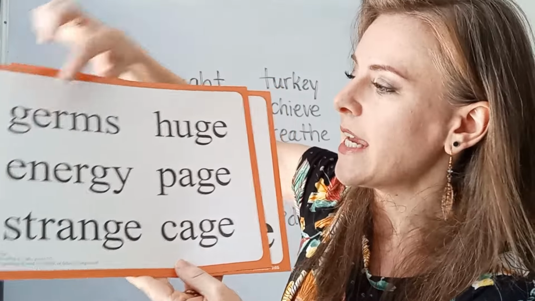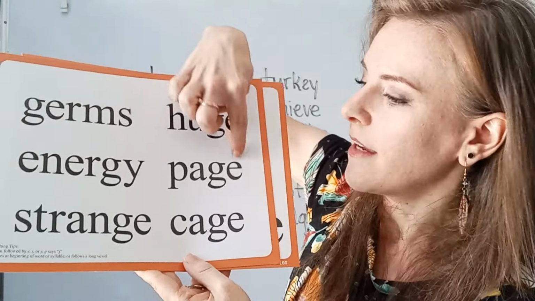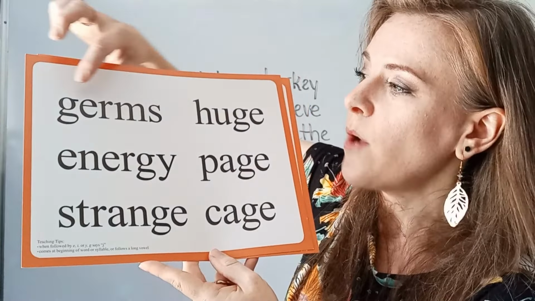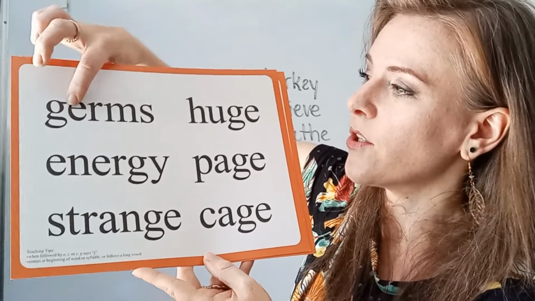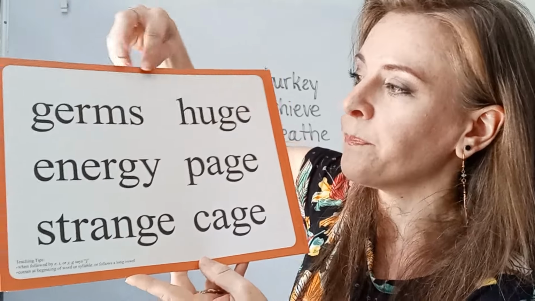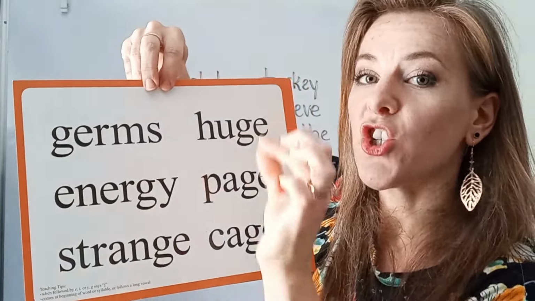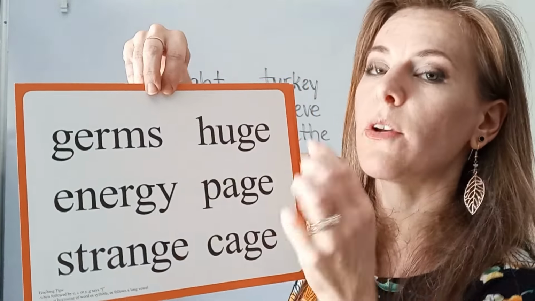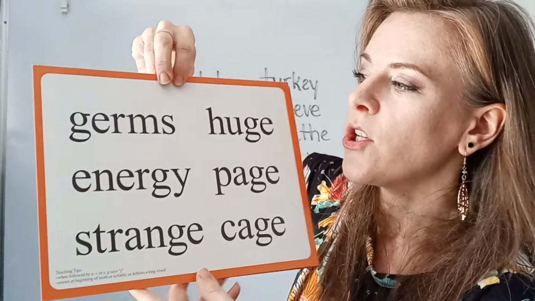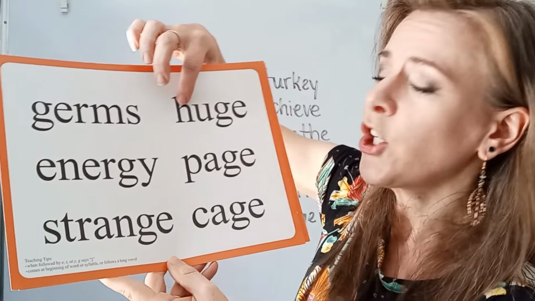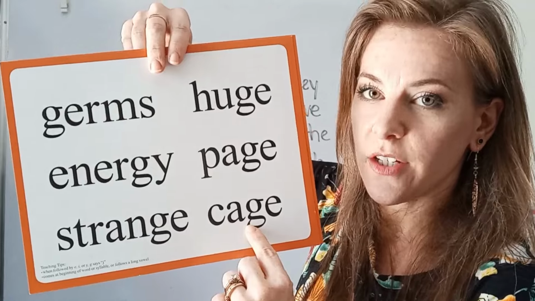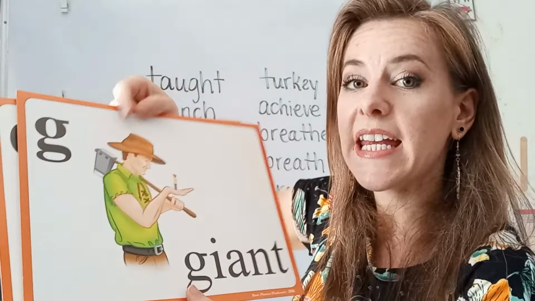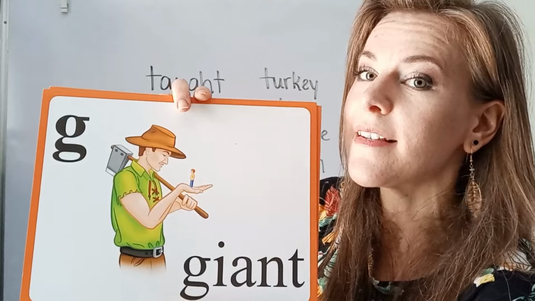So here we have E, I, Y. When you have a G and it comes before an E, I, or Y, then the G doesn't make a G sound. It makes a J sound. So here we have germs, huge, energy, page, strange, and cage.